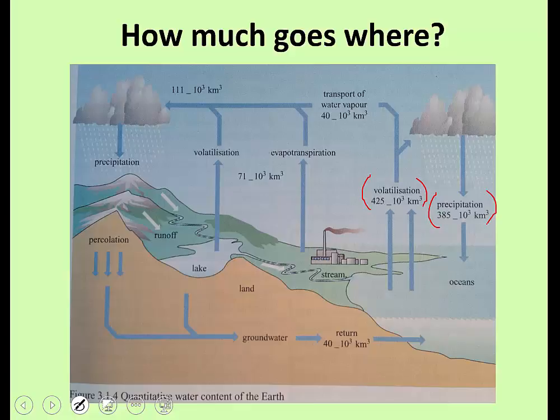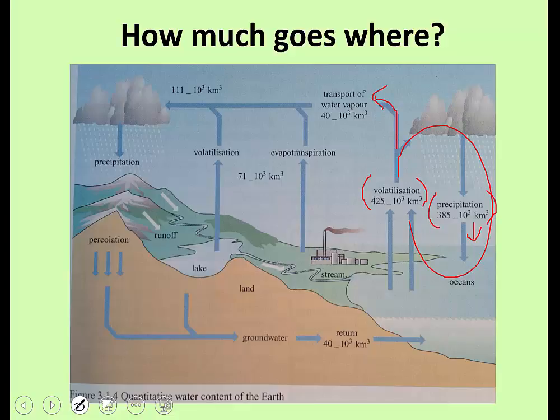Now, that's the amount that volatilizes. How much is coming back down out of there? 385,000 cubic kilometers. So there's a little bit of a difference. We have more coming off the ocean than we have going back into the ocean. So where's the rest of that going? Okay, so we've got a cycle, but then some of it is getting bumped out over here.